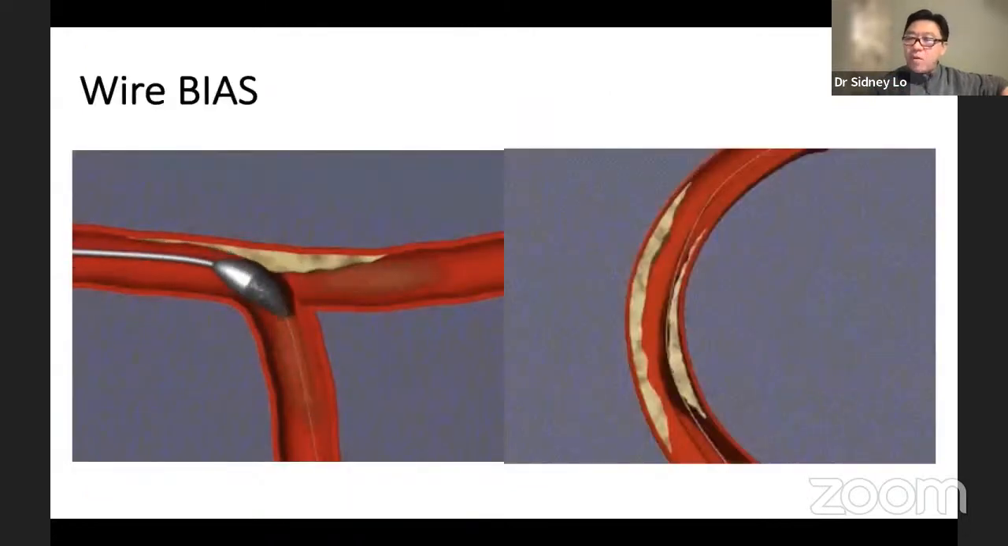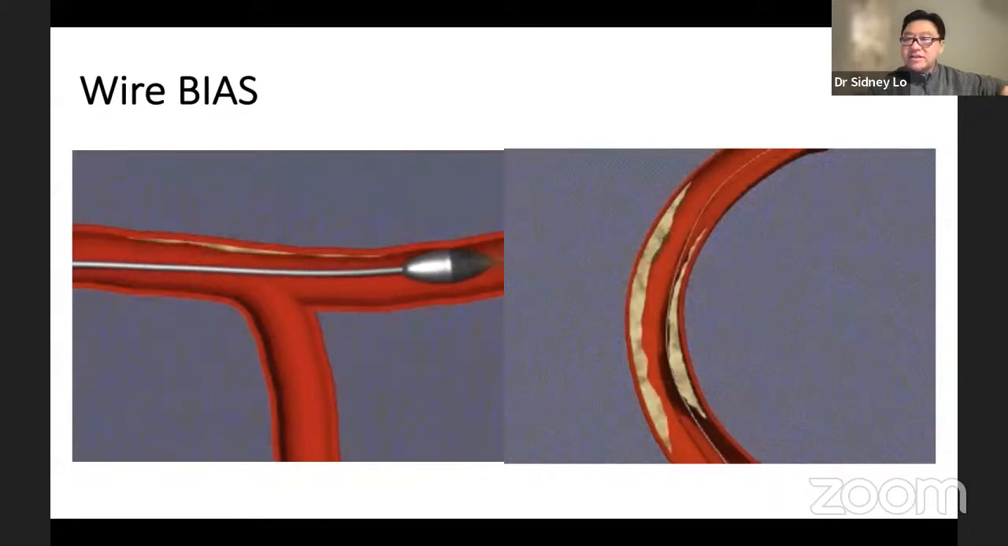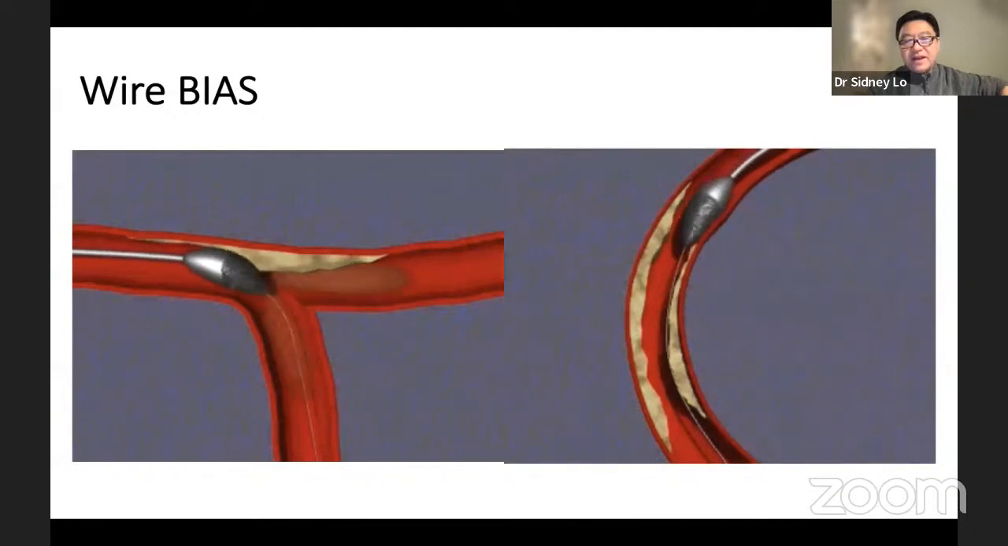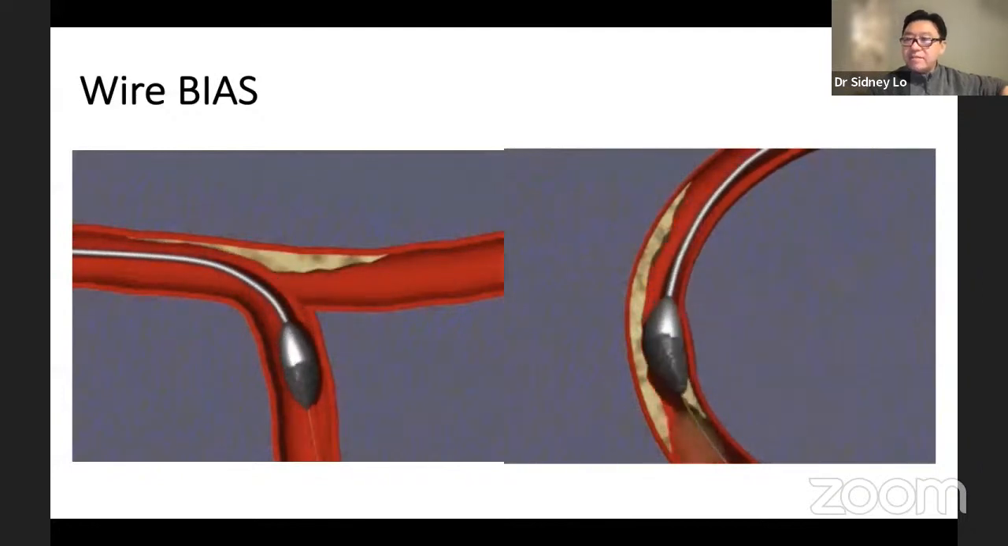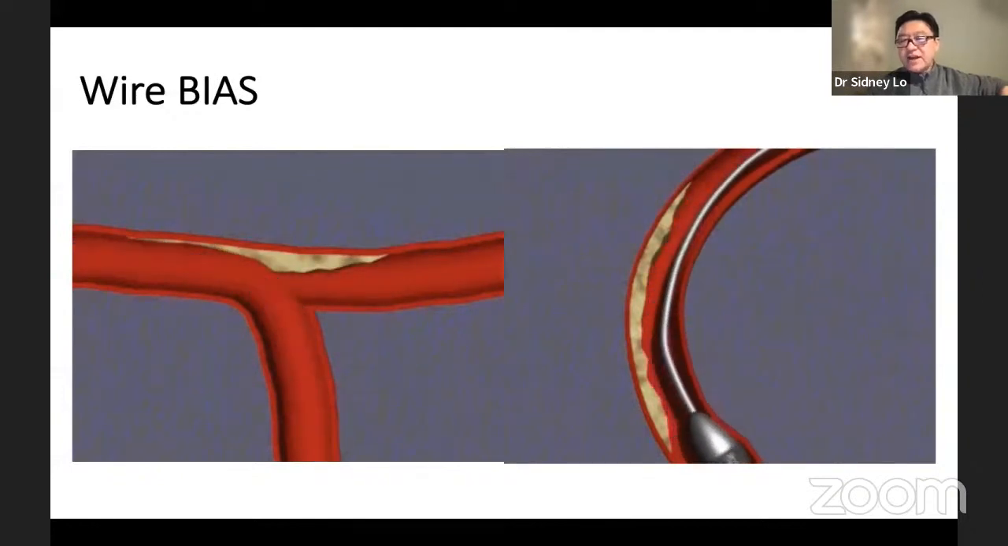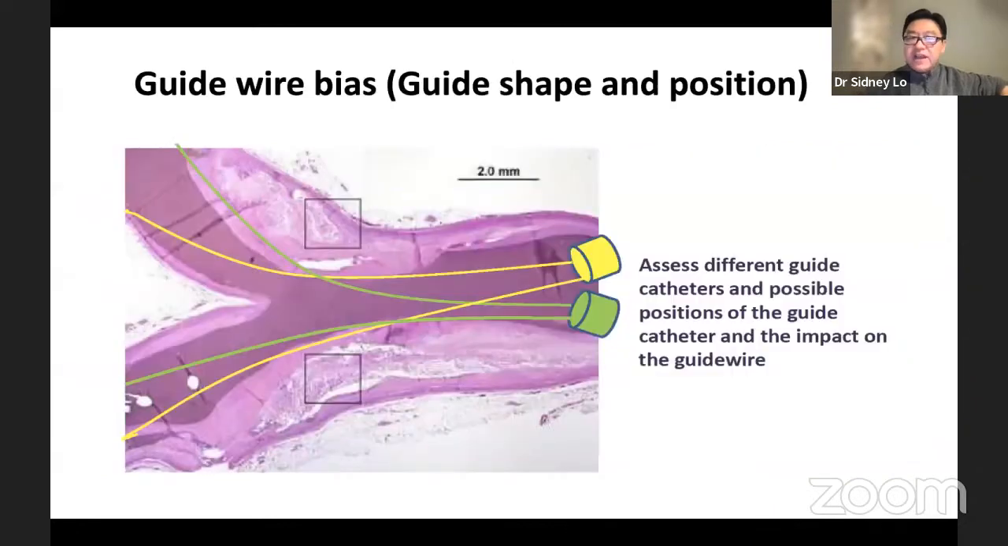Hence, I'm going to talk a bit about wire bias. One of the tricks is you need to understand wire bias. It can help you and it can hurt you. In the illustration on the left, you've seen that the initial run across the left main bifurcation, let's say, really can hurt that carina. And the differential cutting helps you. Notice on the right-hand side, it tends to ablate without cutting through the artery. But if you push hard enough, you can.